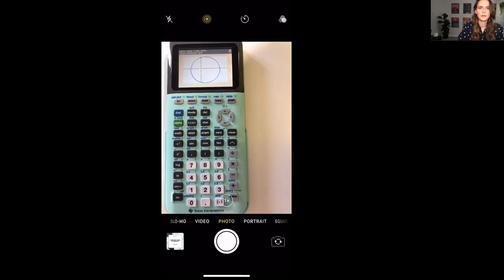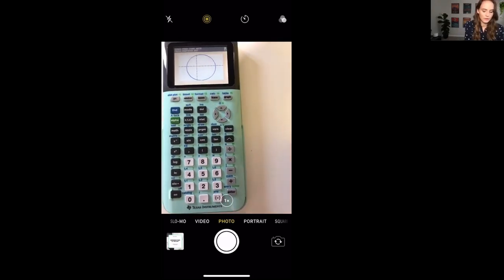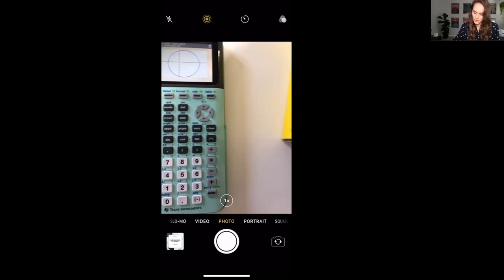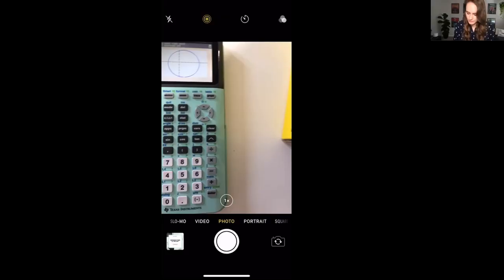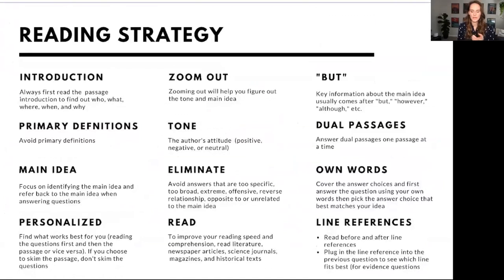Okay, so I'm going to go back on my iPad. I think those are the biggest ones that I wanted to go over for math there. And we are going to share a different screen. There we go. Okay. So we're going to go over reading and writing and language here.